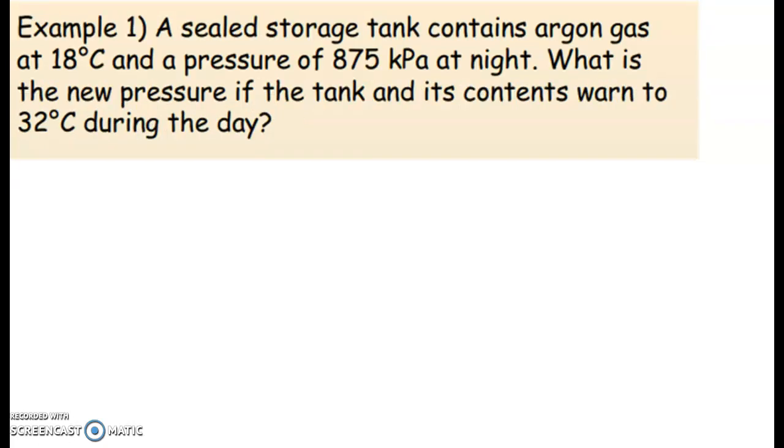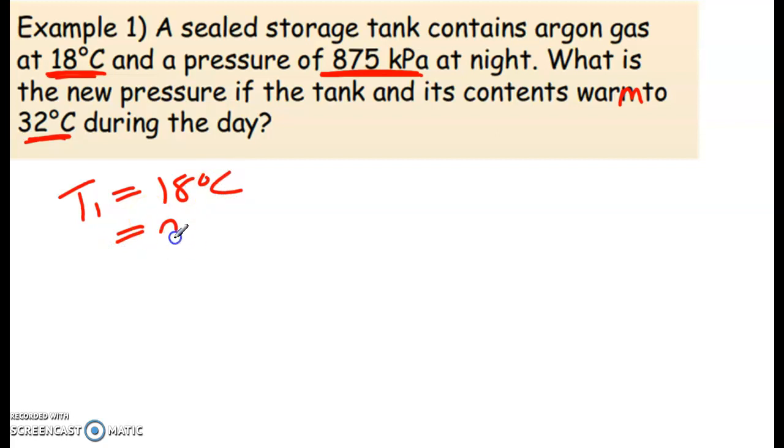Okay, so a sealed storage tank contains argon gas at 18 degrees Celsius with a pressure of 875 kPa. What is the new pressure if the tank and its contents warm to 32 degrees during the day? Okay, so we have temperature 1 of 18 degrees Celsius. I'm going to convert this right away. So we do 18 plus 273, which is 291 Kelvin. And the pressure with that temperature is 875 kPa.